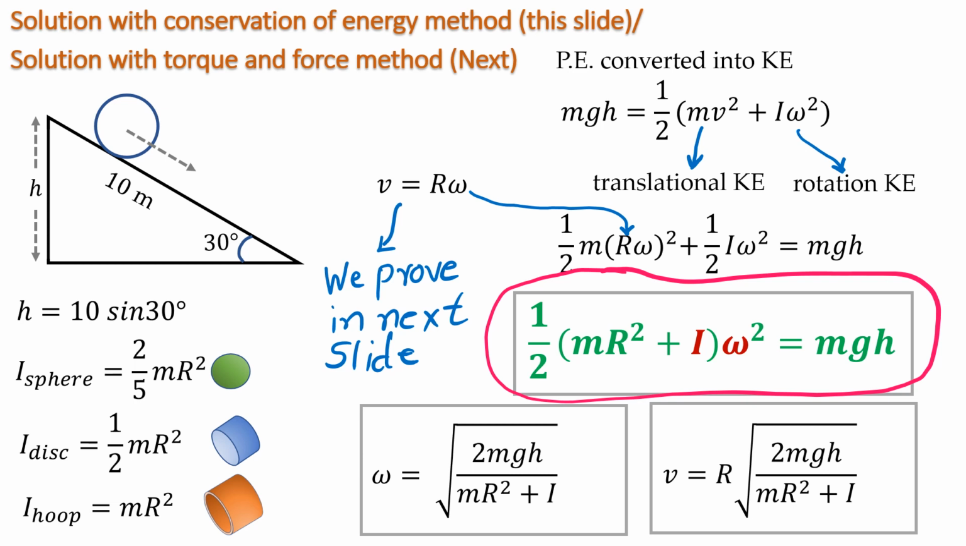So if you have less moment of inertia, you need to have more angular velocity to have the right hand side the same, which is mgh. So it follows that the sphere having minimum moment of inertia will have maximum angular velocity, which will mean maximum linear velocity. The hoop having the maximum moment of inertia will mean it rolls the slowest, which also means linear velocity is slowest.